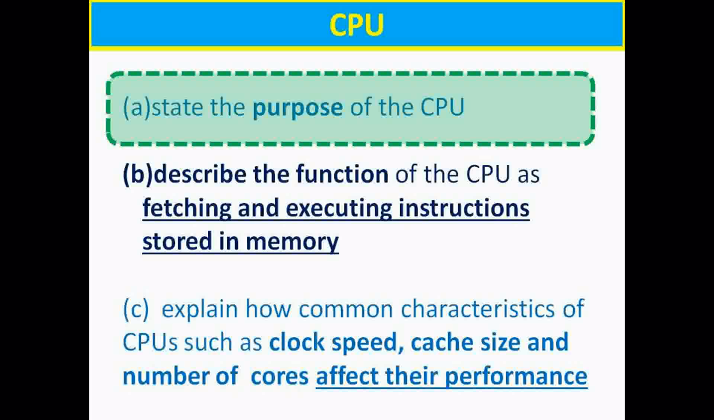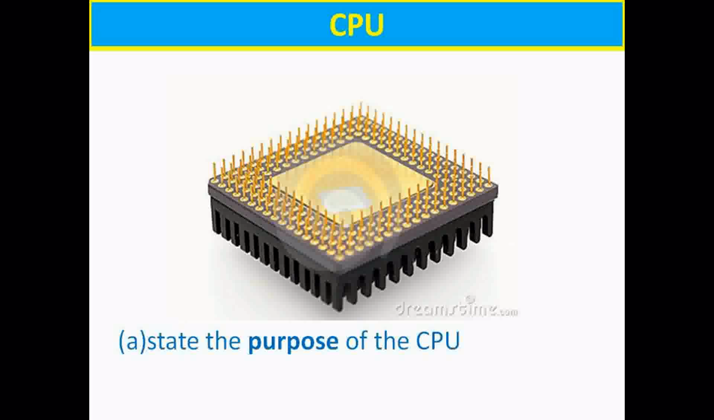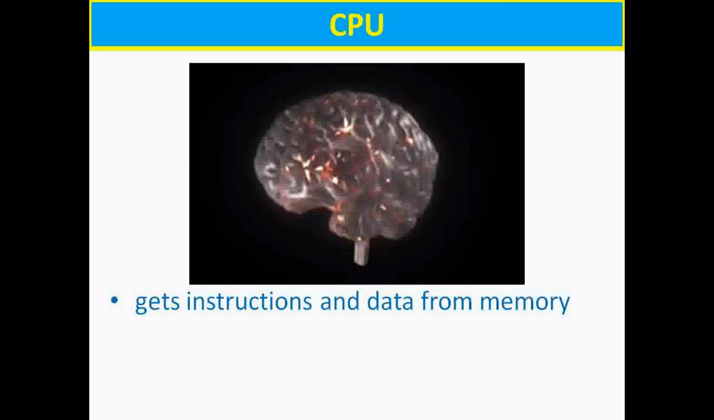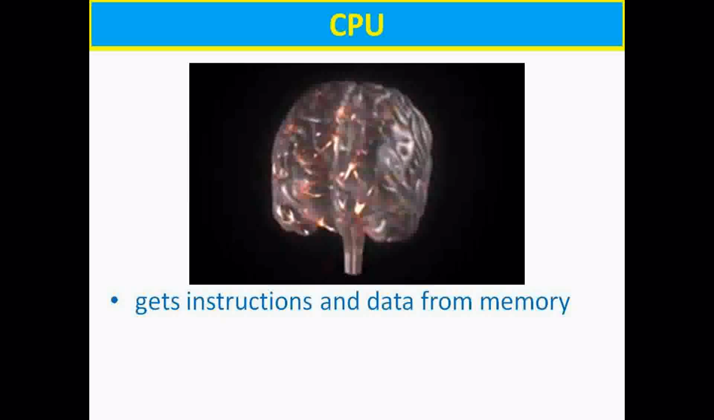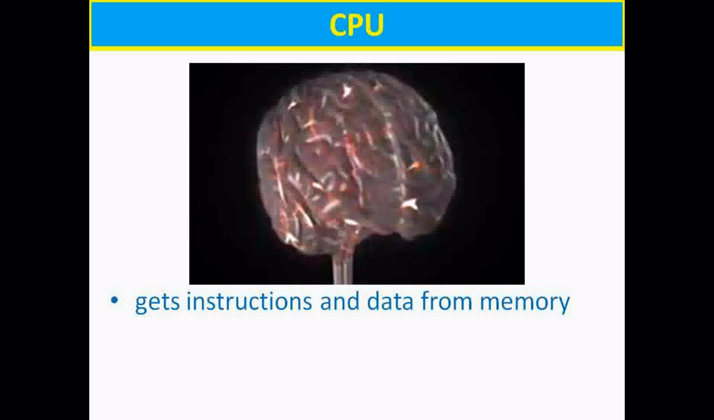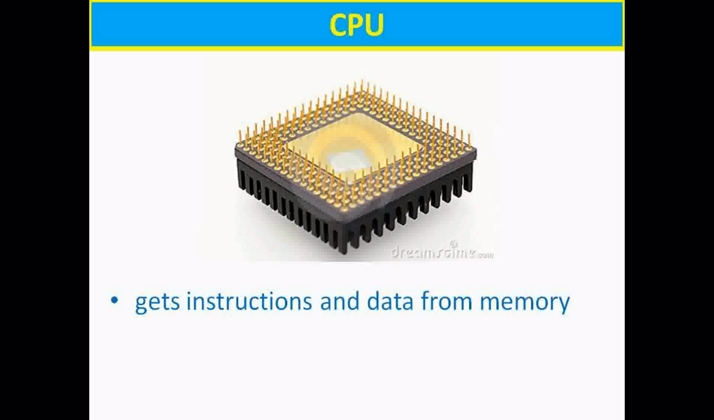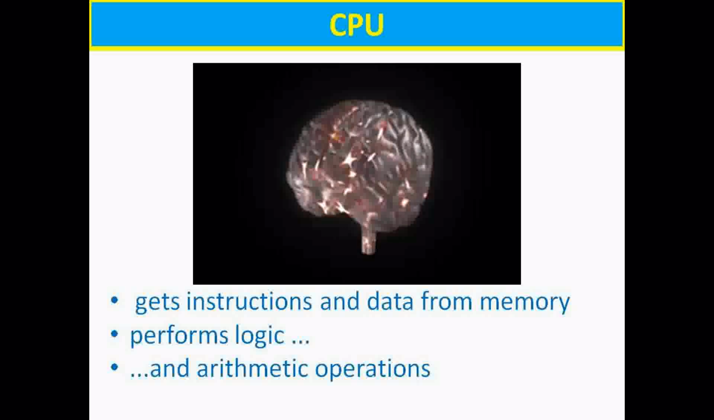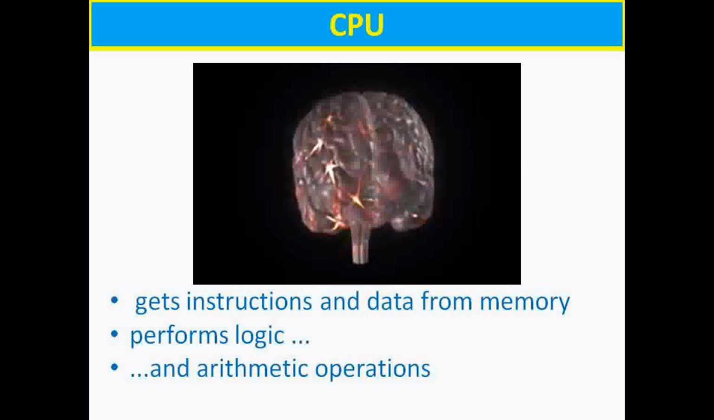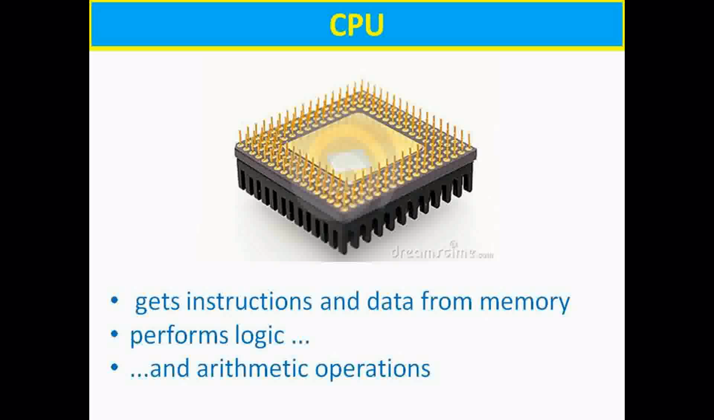Let's start by stating the purpose of the CPU. The CPU, or central processing unit of a computer, is the hardware that executes programs and manages the rest of the hardware. It is often thought of being like the brain of the computer system. Just like your brain gets instructions and data from memory, the CPU gets instructions and data from memory. And just like your brain performs logic and arithmetic operations, so does the CPU perform logic and arithmetic operations. These are the purposes of the CPU.